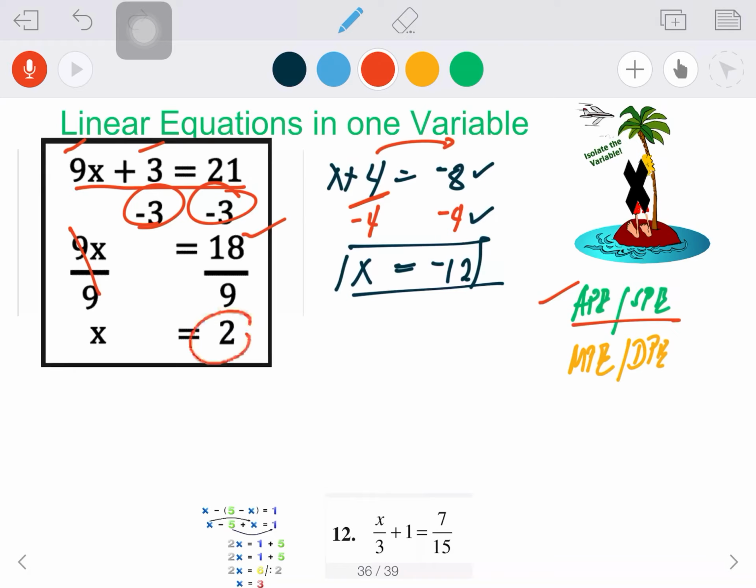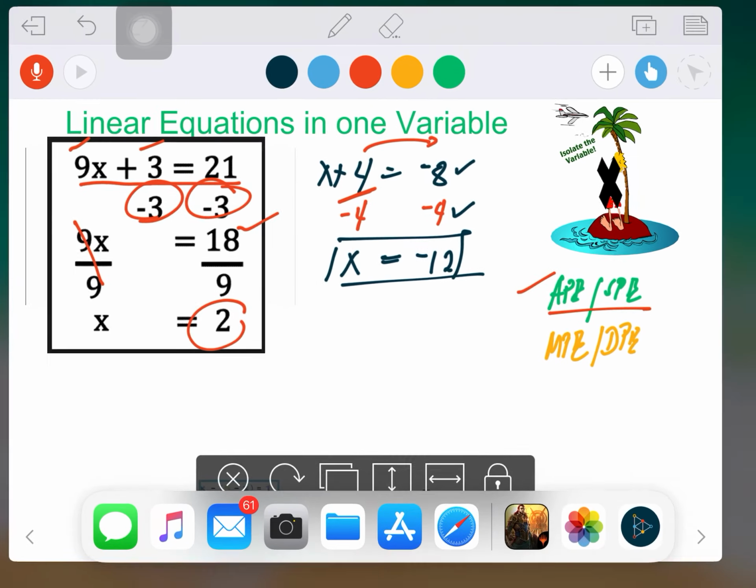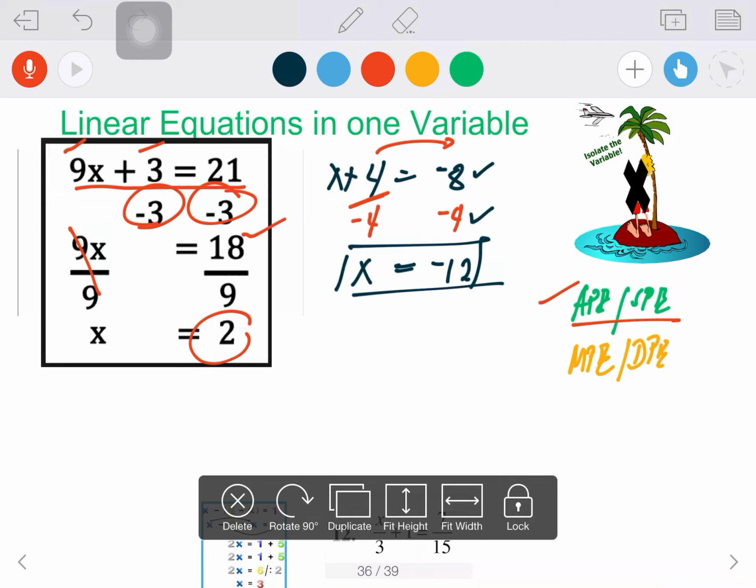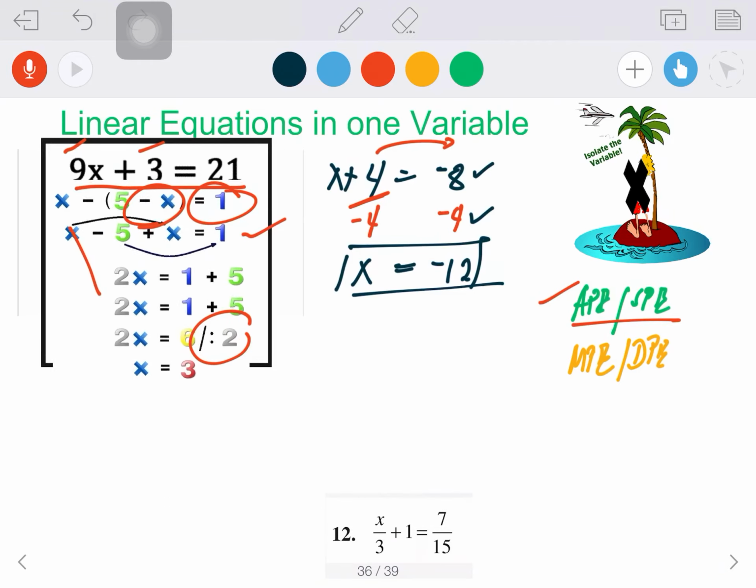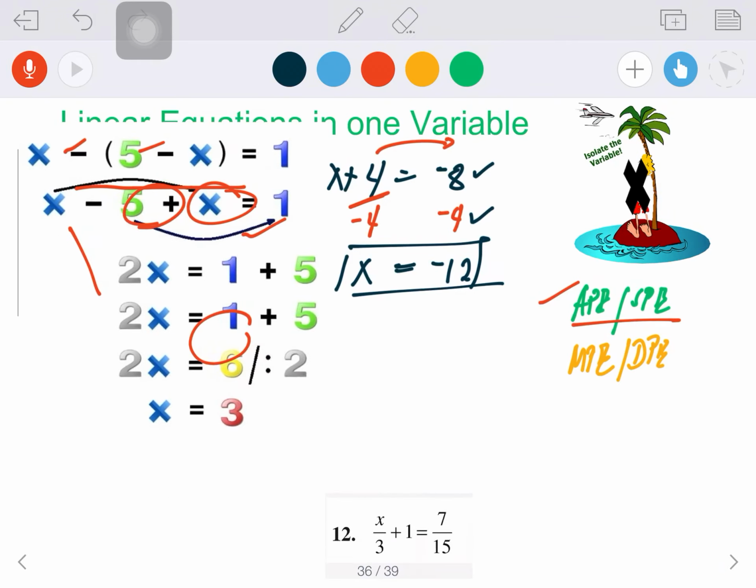Another example. So what if it's going to be like this? Okay, so let's try this one. Let's try to erase some of the things here.